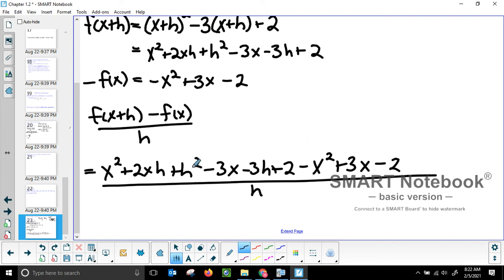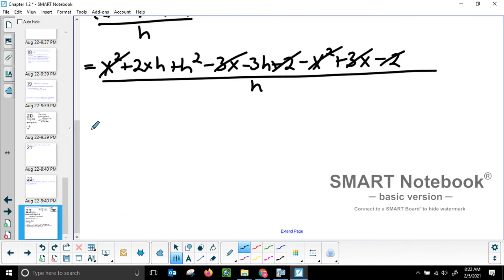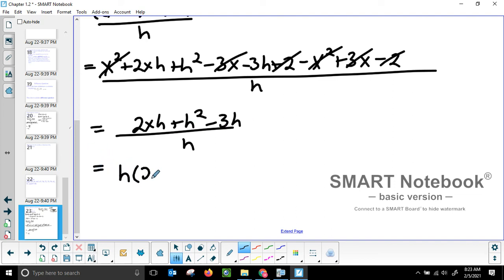Again, if you did things correctly here, lots of things cancel. X squared minus x squared, plus 3x minus 3x, minus, I'm sorry, that should have been plus 2. Oh yeah, minus 2 plus 2. So those cancel. Now we're just left with 2xh plus h squared minus 3h all over h. Notice everything up top has an h, which means I'm allowed to factor it out. Now I can cancel my h's, and this is my answer.